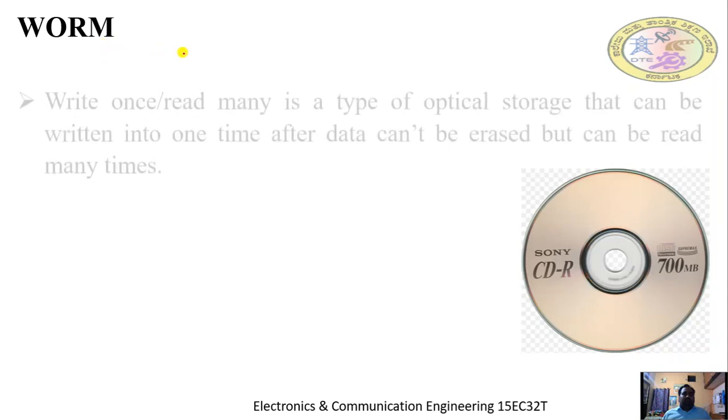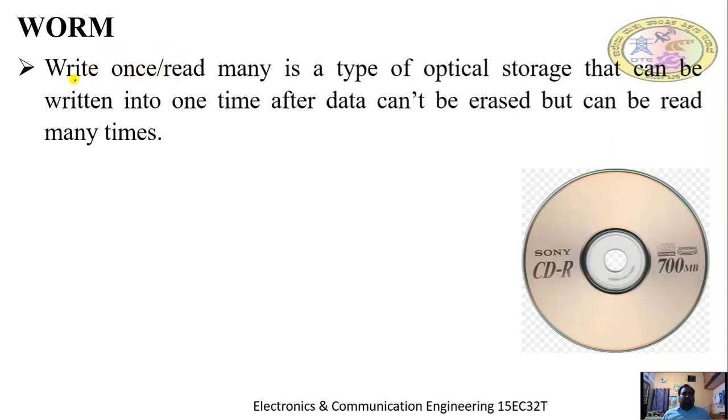There are different variations of the optical discs that are available in the market. The first one is WORM, that is write once and read many times. Write once and read many times is a type of optical storage that can be written into one time, and after that the data cannot be erased, but it can be read many times.